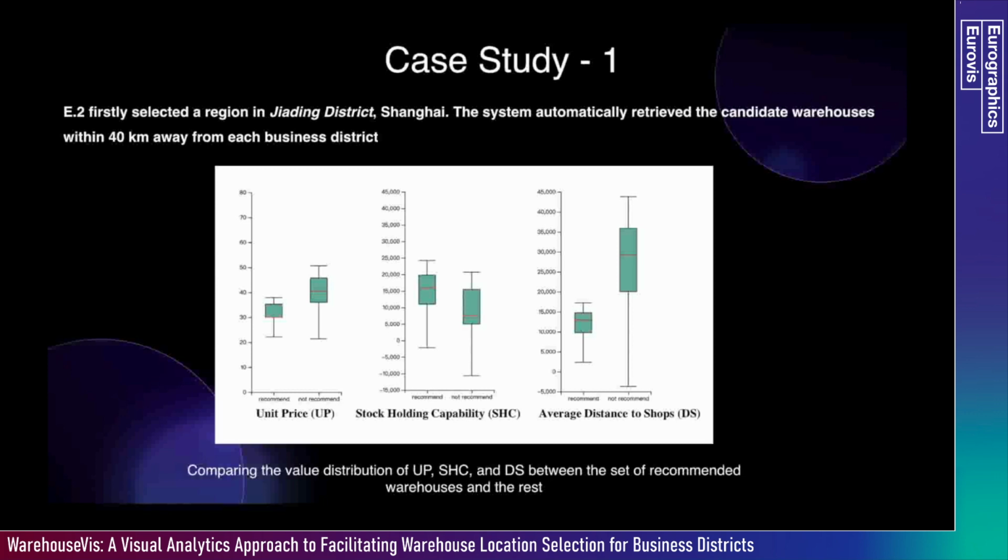To evaluate the recommendation results, we compare the value distribution of the 3 metrics of the set of recommended warehouses and the rest. From the 3 groups of box plots, we find that the value distribution of all metrics from the recommended warehouses is generally more stable than the other set, indicating the reliability of the back-end recommendation algorithm.